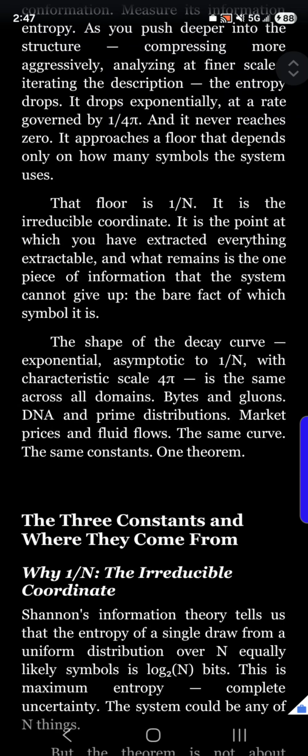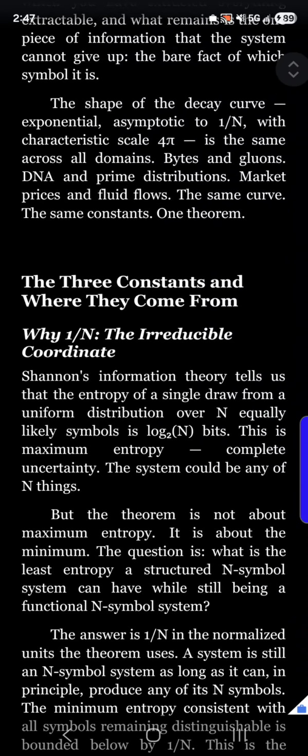The shape of the decay curve, exponential, asymptotic to 1/N, with characteristic scale 4 pi, is the same across all domains. Bytes and gluons, DNA and prime distributions, market prices and fluid flows. The same curve, the same constraints, one theorem.